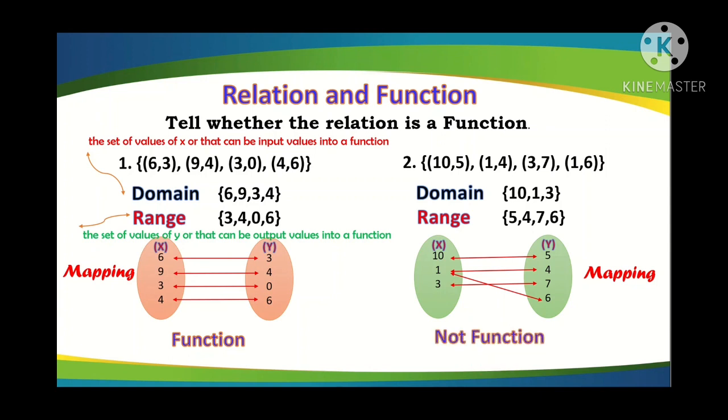This is not a function. Why? Because we have two of the same element in the domain. Based on the definition of the function, no two ordered pairs have the same first element or domain.